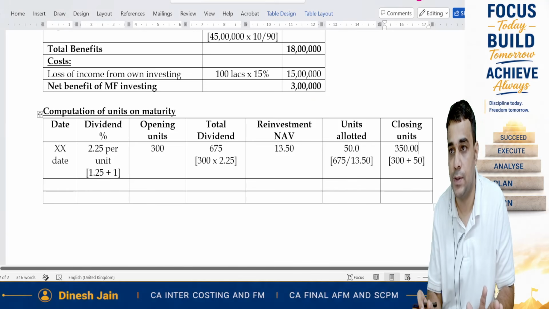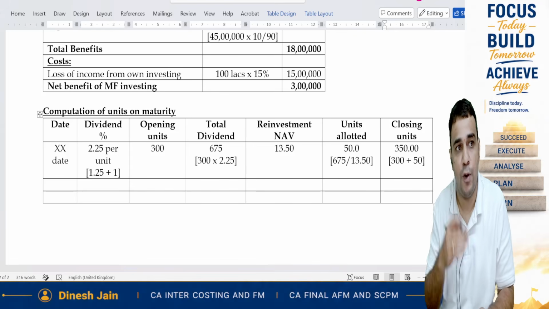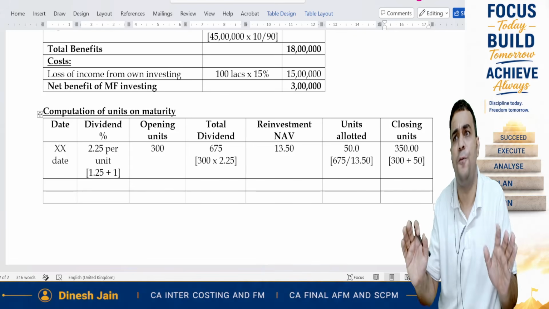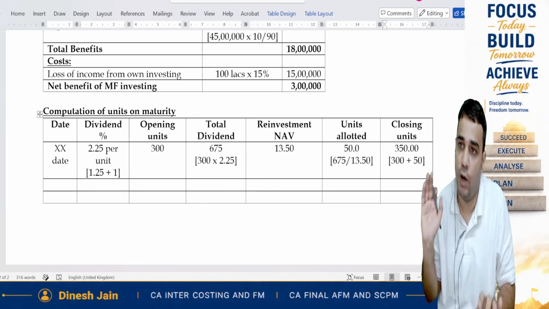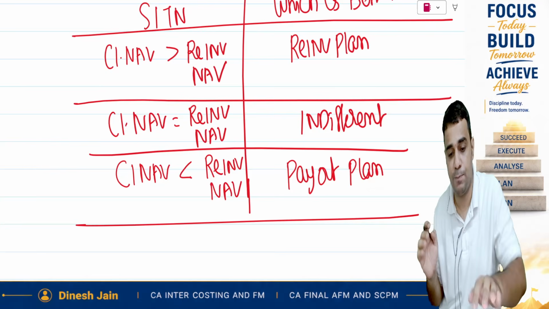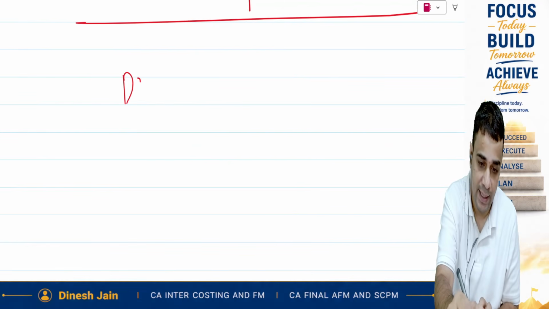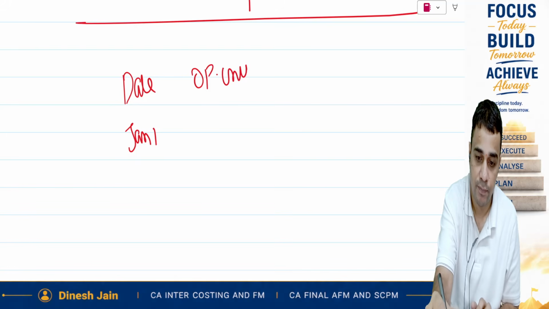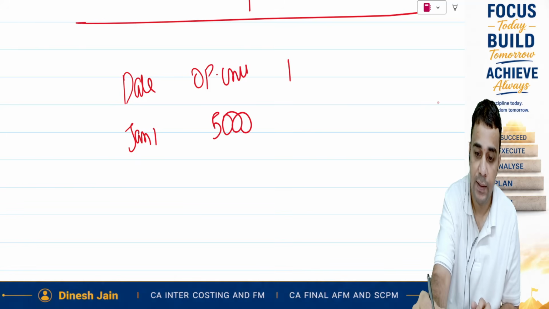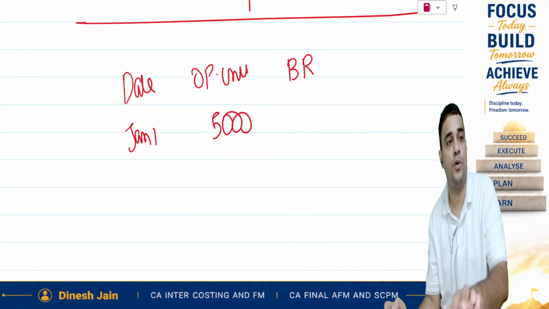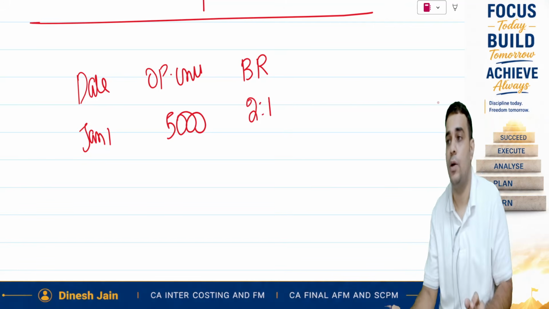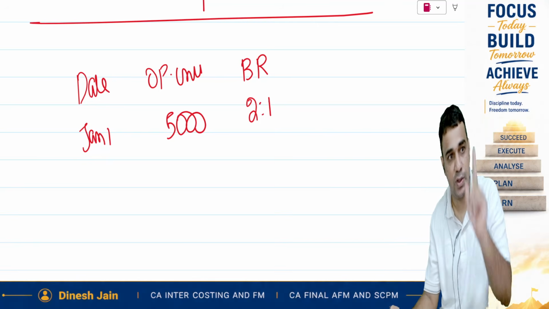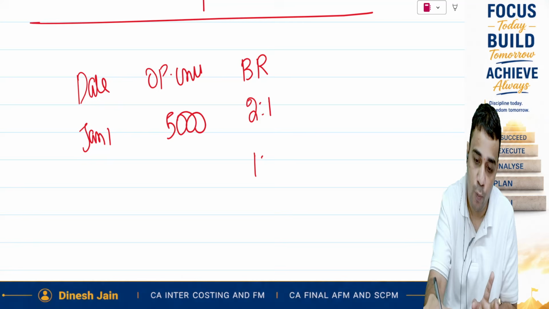Get the closing unit. What is the table format I do for a bonus plan? Let me discuss it. Again, formats are not mandatory. If you want to present it in any other way, you are free to do it. Listen, in a bonus plan, we'll have a date, let's call it Jan 1. Opening units 5,000. There will be a bonus ratio, and the ratio could be 2:1. 2:1 means 2 extra units for 1 unit.